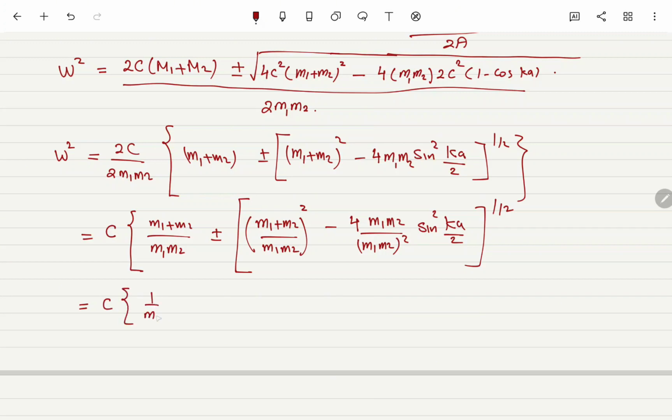1 over m1 plus 1 over m2 plus or minus 1 over m1 plus 1 over m2 square minus 4 over m1 m2 sine square ka over 2 to the power half.